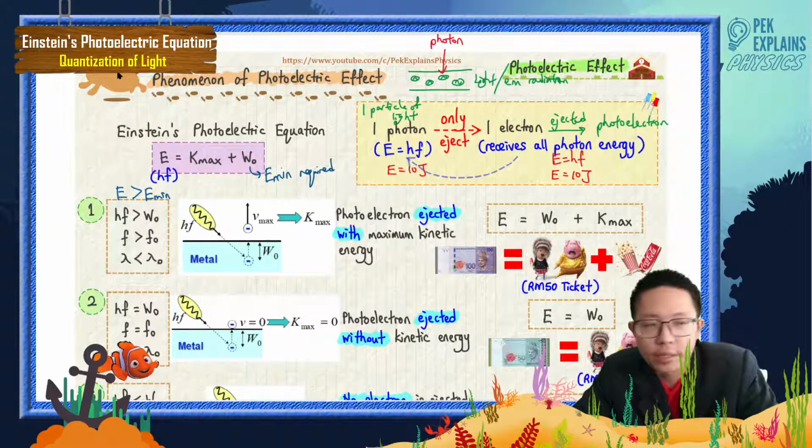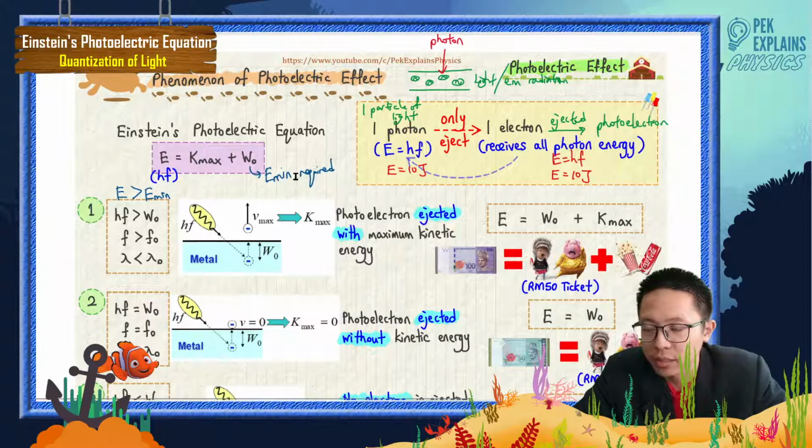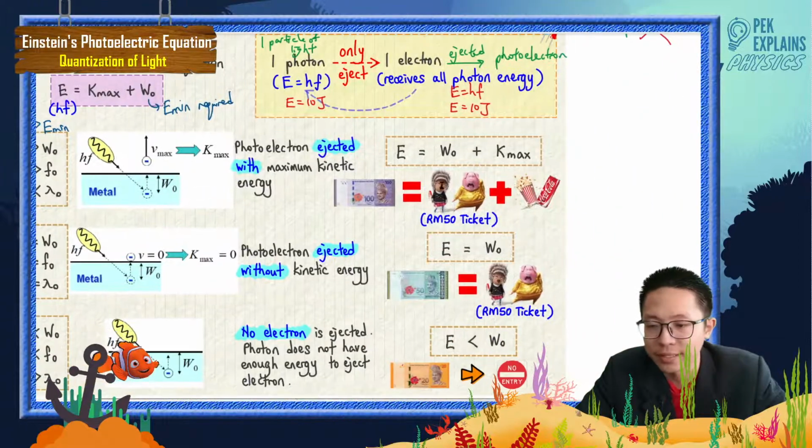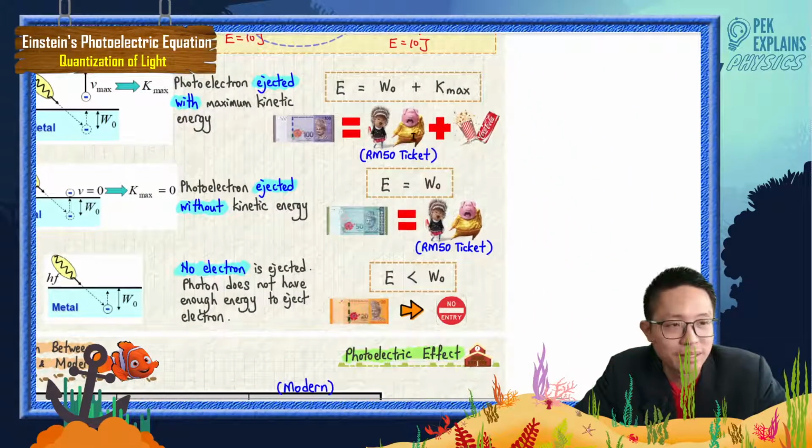Minimum energy required to eject, or the binding energy. If this incident photon energy is more than the minimum energy, then it can eject with kinetic energy. It's just like this simple example I make here. You see the cartoon here.